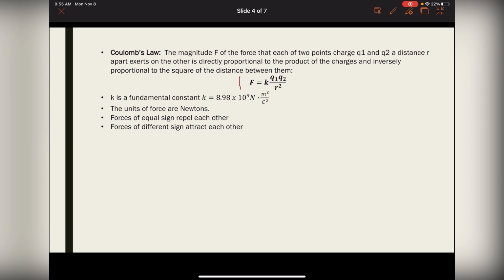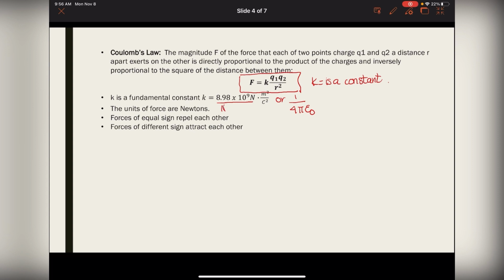So in here we have the formula, where K is a constant, and we have what K equals, or it can also be 1 over 4 pi epsilon 0. So in Coulomb's law, we're trying to find the force, and force units are in newtons.